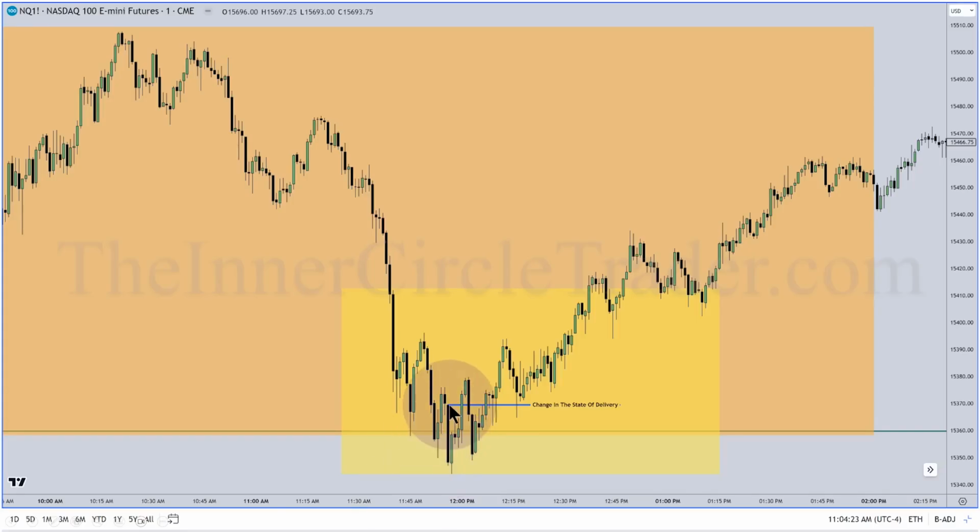This becomes a bullish order block as soon as that candle crosses it, the opening price. That's the change in the state of delivery. As soon as that occurs, this low should not be violated. So you can now start looking for bullish PD arrays that are in discount. Well, everything's in a discount now because we're so far down.